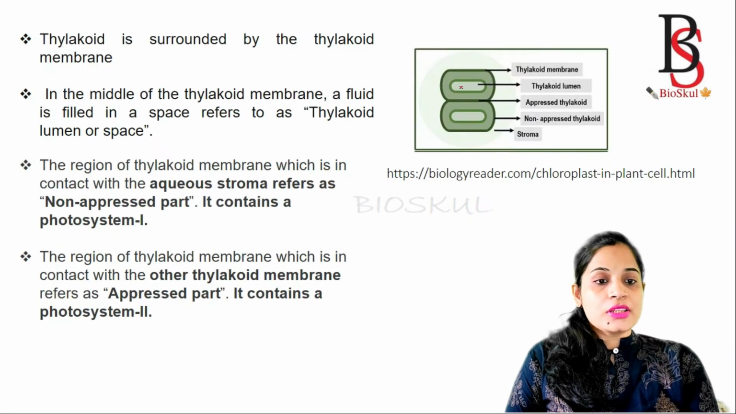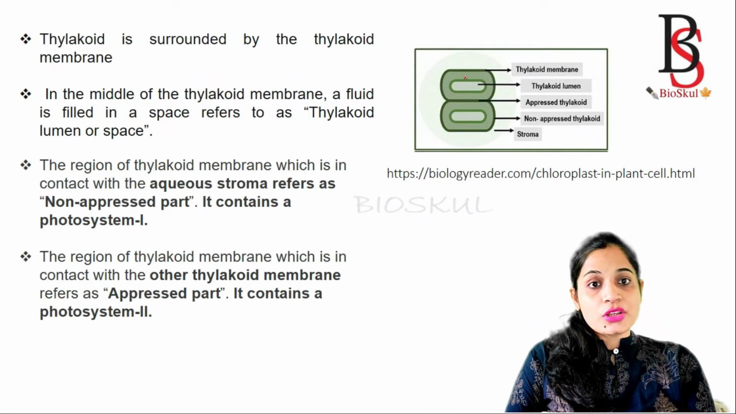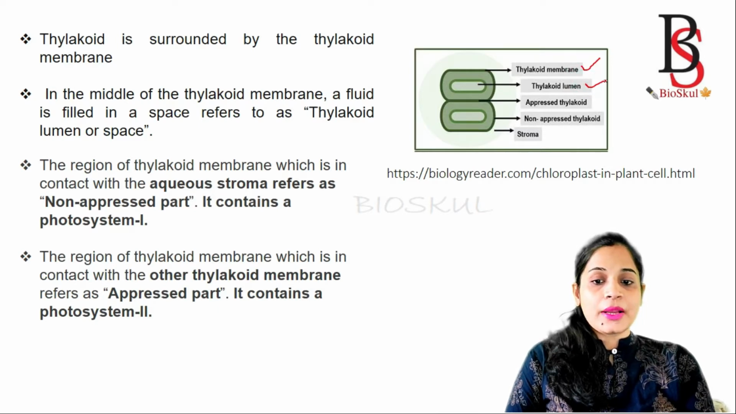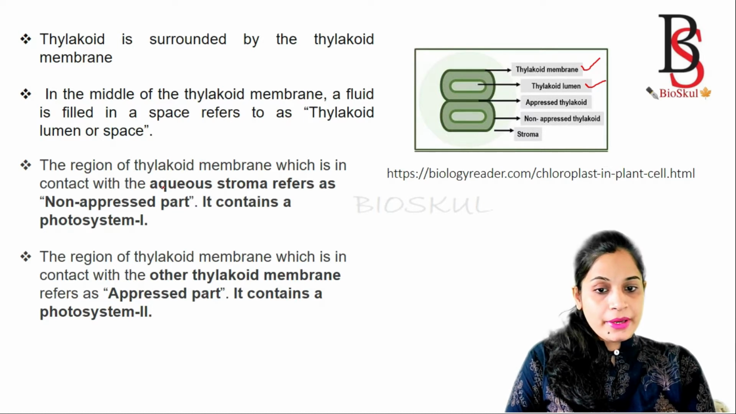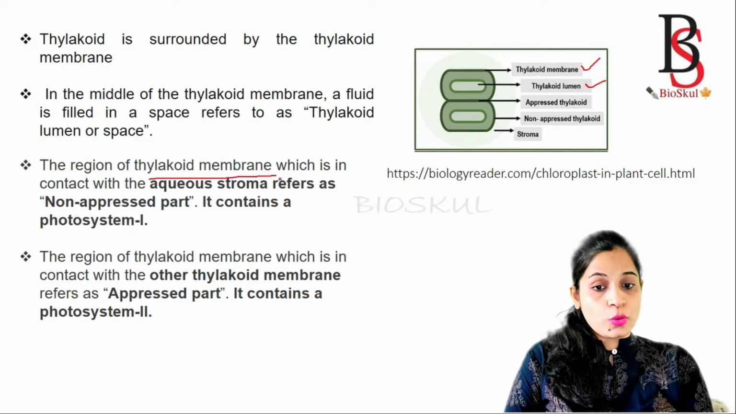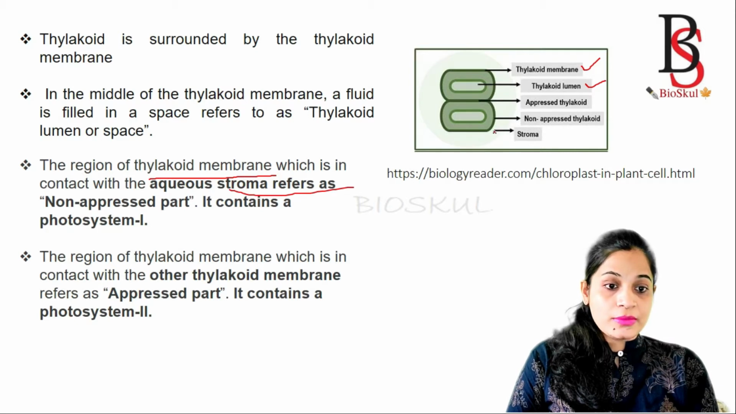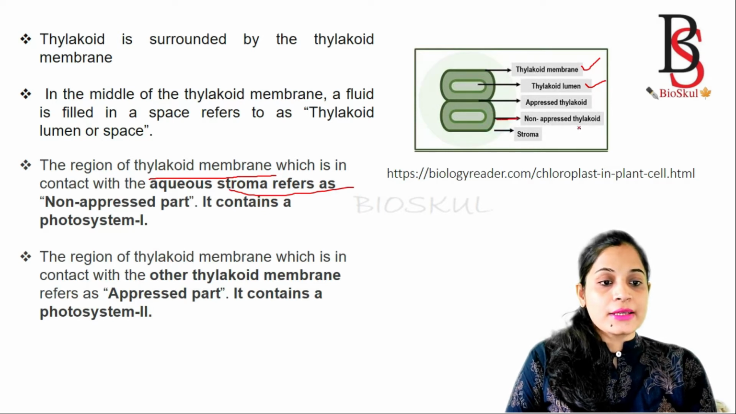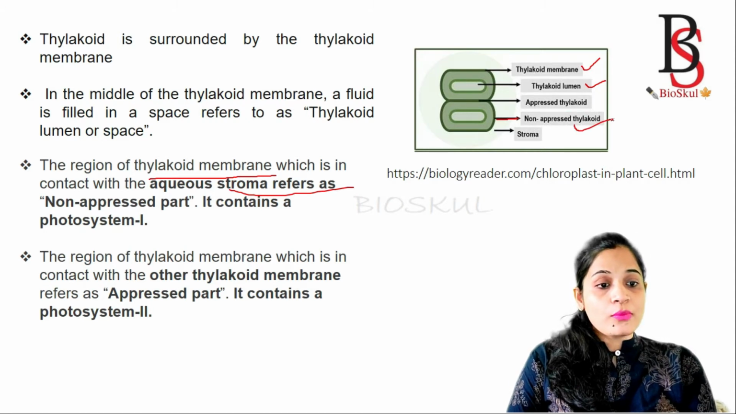This one is the thylakoid, and the membrane surrounding the thylakoid is known as the thylakoid membrane, and the space present inside the thylakoid is known as the thylakoid lumen. The region of the thylakoid membrane which is in contact with the stroma, like this one, is known as the non-appressed thylakoid, where photosystem 1 is present.